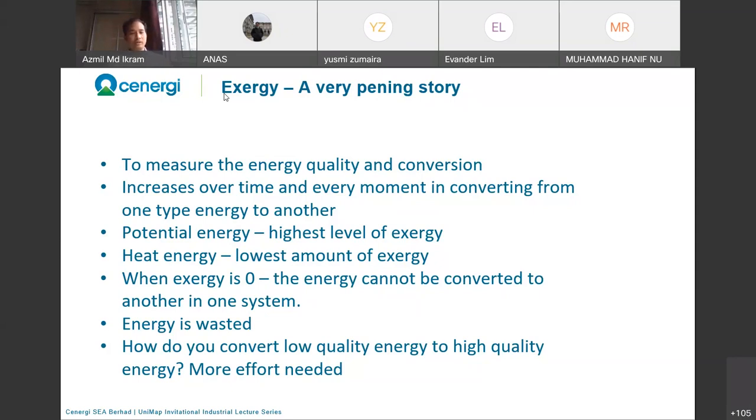So that's the last point. How do you convert low quality energy to high quality energy? You have to put in more effort. You realize that actually this is where efficiency comes into play. Efficiency, the most is one and the least is zero, whereby you will never reach either one or zero. So more effort is needed. In my case, the power plant system, you have to heat up the boiler first to heat up the steam. You need to put in fuel, and the fuel has a certain amount of chemical energy inside. So the bigger the power, the more you have to put in.